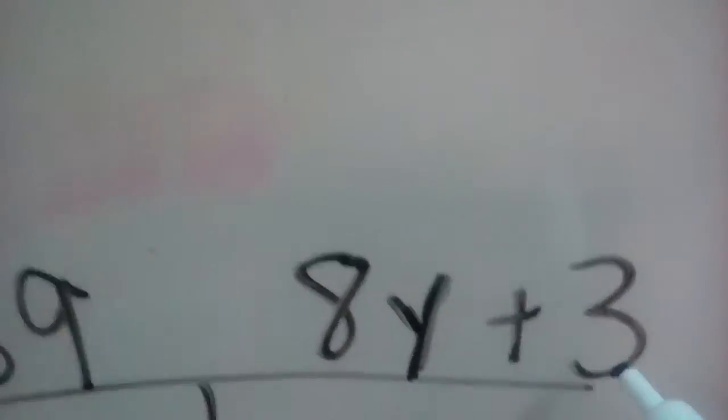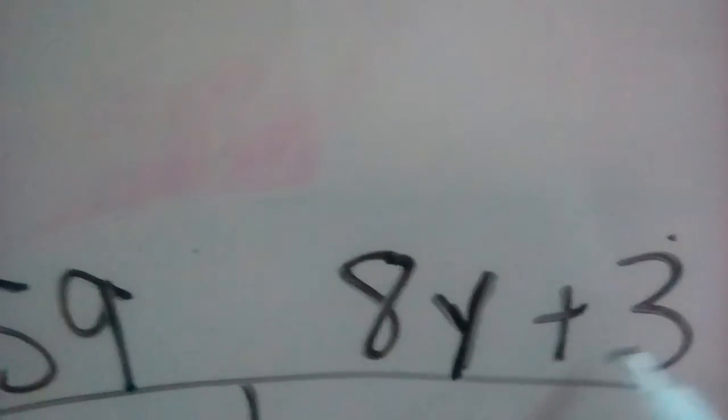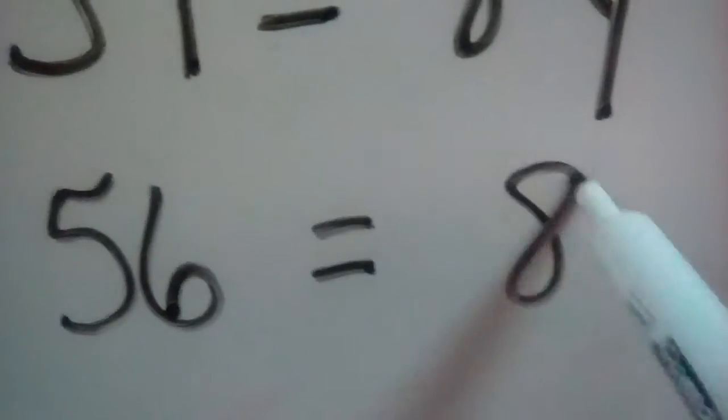So first thing I'm going to do is get rid of this 3. Well, how do I get rid of this 3? What's the opposite of addition? The opposite of addition is subtraction, right? So I'm going to subtract 3. If I have minus 3 plus 3, that equals 0, right? That's going to cancel out. But whatever I do to this side, I got to do to this side. So if I subtract, 59 minus 3, I'm going to get 56, right? If I have 59 and I take away 3, I'm going to get 56. So now I have 56 is equal to 8y.